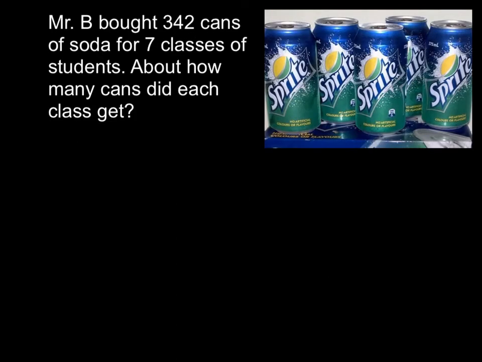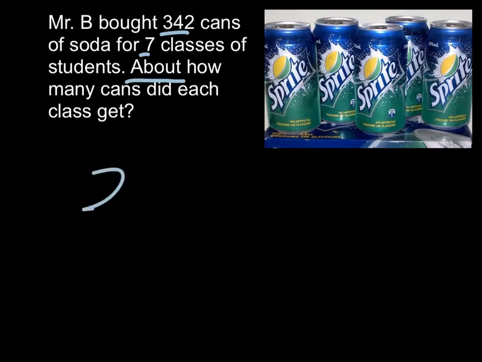No matter what, we are still working with estimation, so we see a couple clue words that are going to help us. This word problem says, Mr. B bought 342 cans of soda for 7 classes of students. About how many cans did each class get? So we see "about" right there is a clue word for estimation. We see 342 and 7. The reason we know this is going to be division is because I have a large amount, 342 cans of soda, and I'm breaking it up, dividing it over 7 different classes of students.